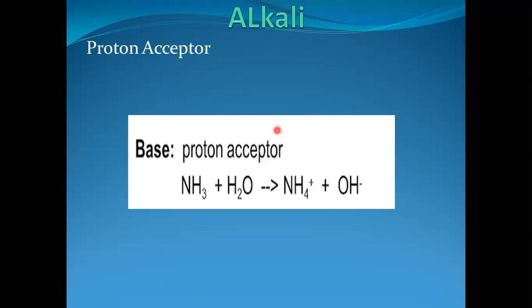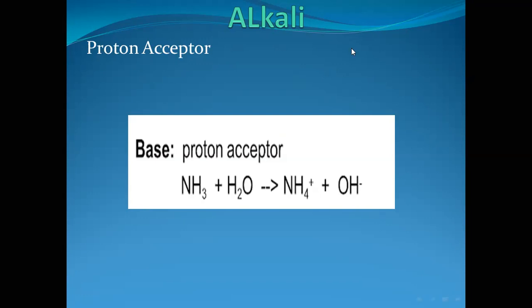What are the kinds of acids? Strong acid and weak acid. What does it mean, strong acid? Completely ionized. Weak acid, partially ionized. Now I'm going to talk about alkali. Alkali is a proton acceptor.